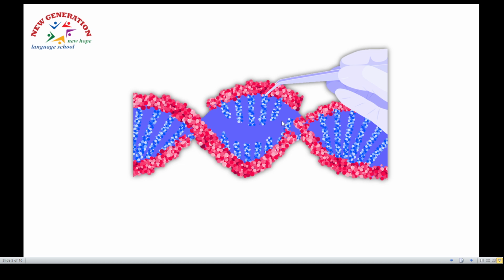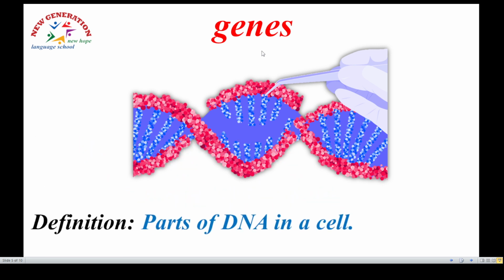This picture shows a human being or someone's blood. As you see, here is the blood, and this part is called gene. Genes, the plural form of gene, which is a part of the DNA in a cell.